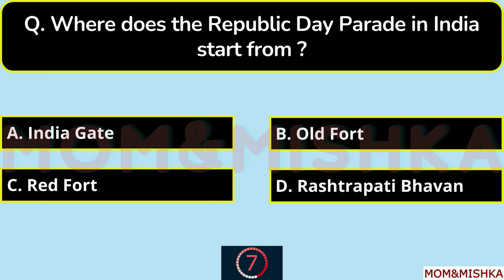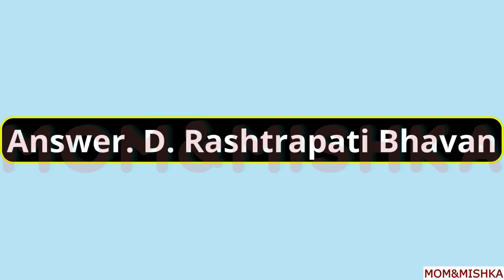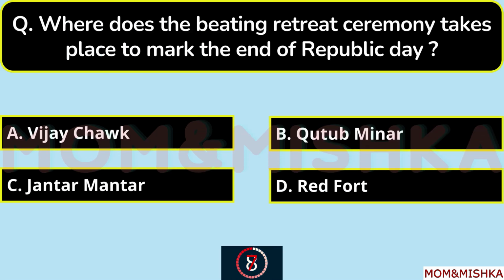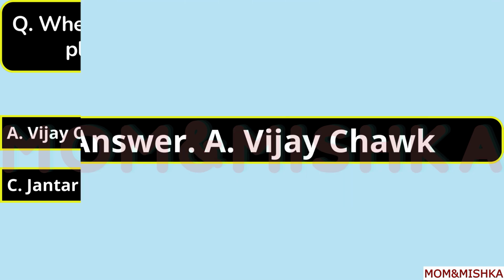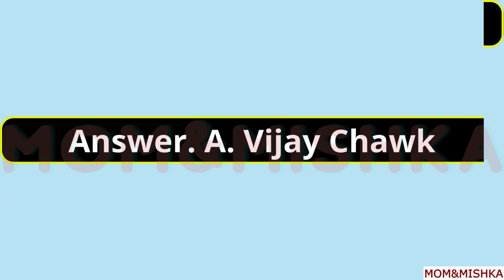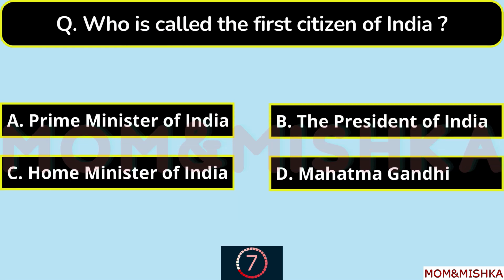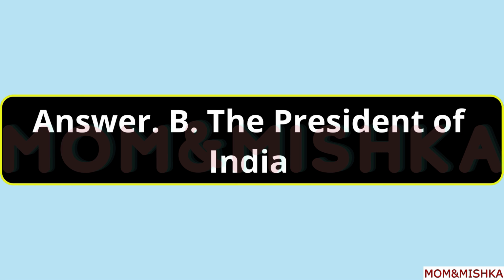Where does the Republic Day parade in India start from? From Rashtrapati Bhavan. Option D. Where does the beating retreat ceremony take place to mark the end of Republic Day? Vijay Chowk. Option A. Who is called the first citizen of India? The President of India. Option B.